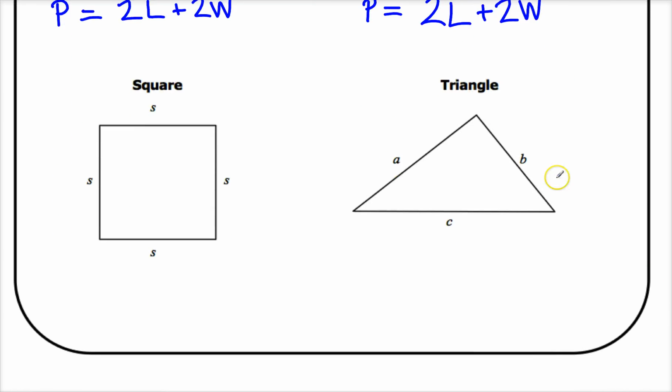A square is just a rectangle where all the sides are the same, so the perimeter will be equal to 4 times the side length, or 4S. And a triangle has, of course, three sides, and sometimes those sides are the same, sometimes they're different. The general perimeter formula of a triangle is just to add up all the sides. So if my sides are A, B, and C, I would add up A plus B plus C.